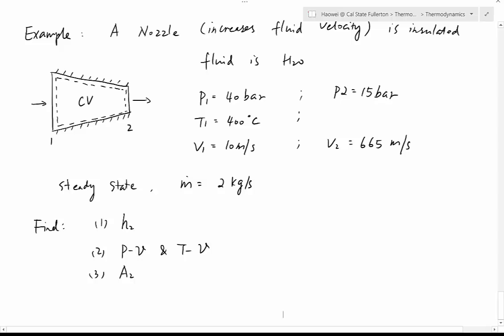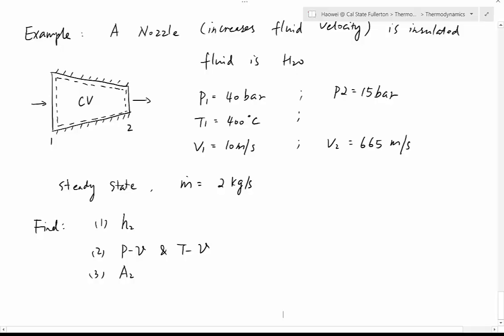Pressure of the fluid at inlet is 40 bar. Temperature of the fluid at inlet is 400 Celsius. Velocity V1 at inlet is 10 meter per second. And at the exit, P2 is 15 bar and V2 is 665 meter per second. Much bigger. We also know the system is at steady state. Mass flow rate m dot is equal to 2 kilogram per second.